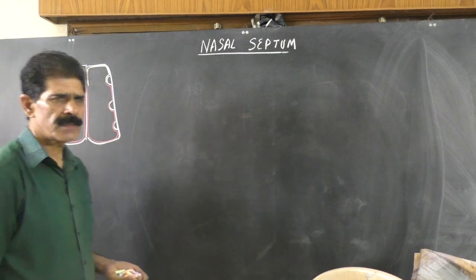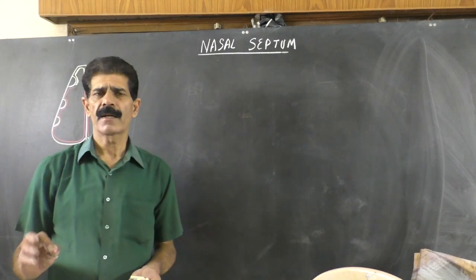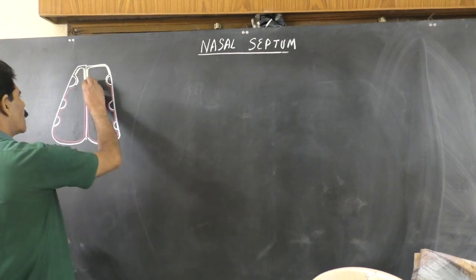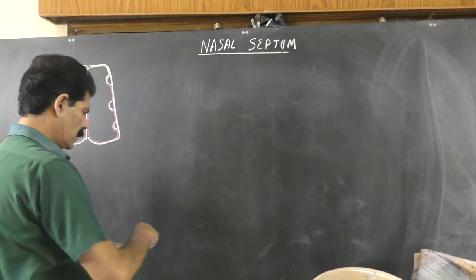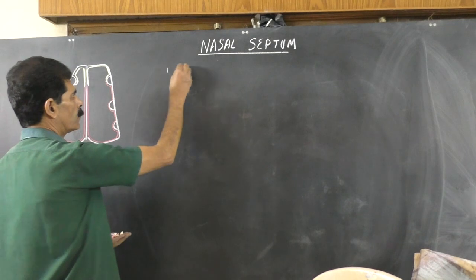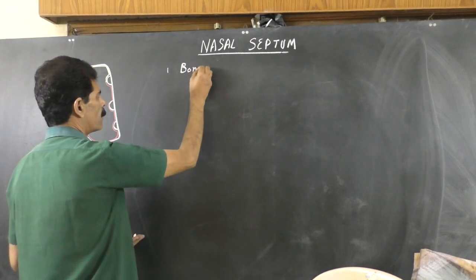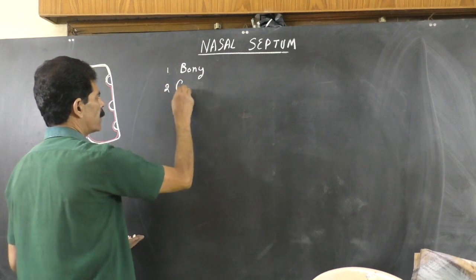So the nasal septum separates the right and left cavities. And it is formed by two parts. One is the bony part and the other is the cartilaginous part.